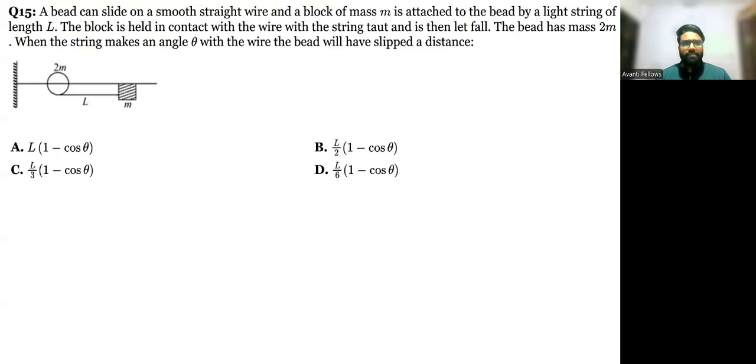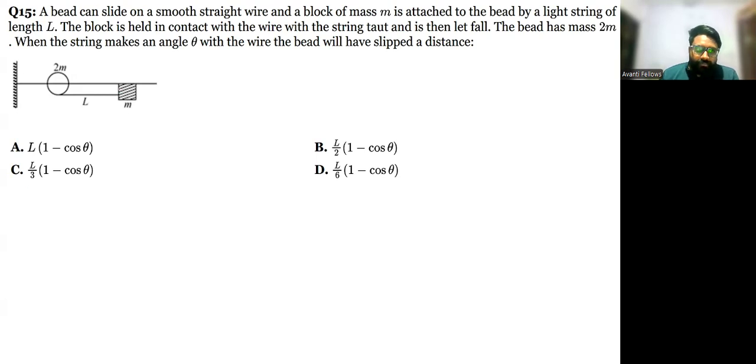Now move on to the next one. A bead can slide on a smooth straight wire, and a block of mass m is attached to the bead by a light string of length capital L. The block is held in contact with the wire with the string taut and is then let fall. The bead has mass 2m. When the string makes an angle theta with the wire, the bead will have slipped a distance?